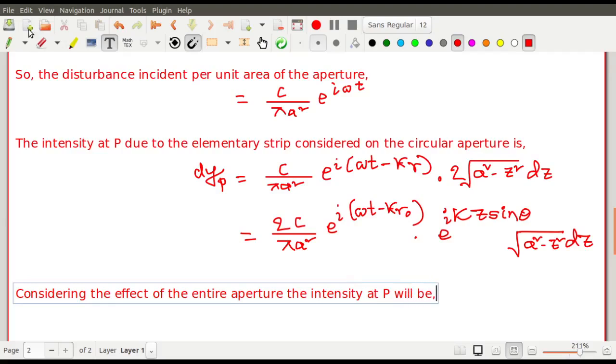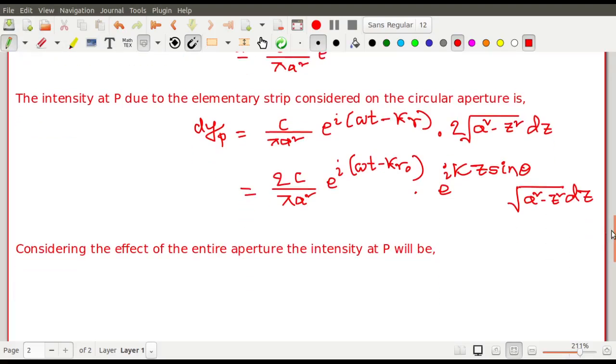So if I consider the entire effect, then what will it be? Then you have to integrate this. Integration means you are actually interfering. Integrating means you are causing interference, which is what Fresnel said: the interference of the secondary disturbances. That is why it's the Huygens-Fresnel theory.